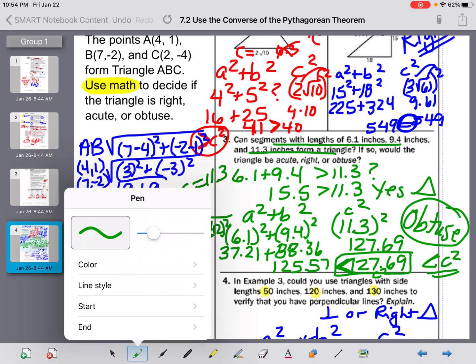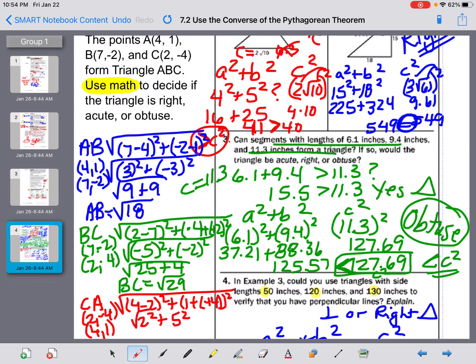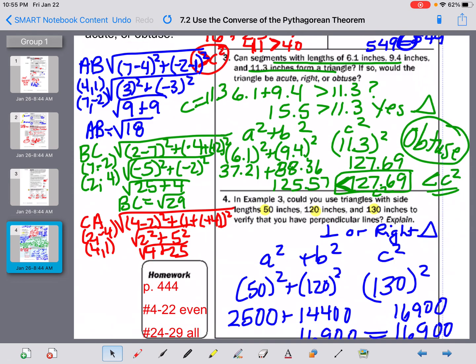All right, we have one more to go. What's my last side of the triangle? C to A. All right, C was 2, negative 4. A was 4, 1. Put it in my distance formula, so I get 4 minus 2 squared plus 1 minus negative 4 squared. 4 minus 2 is 2. 1 minus negative 4, add the opposite, so I get 5 squared. 2 squared is 4, 5 squared is 25, and I get another square root of 29. Okay, which is fine.